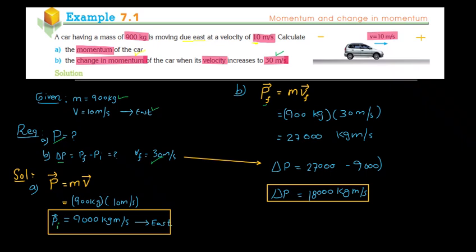So now we need to find the change in momentum. Here I explained with the help of the formula. I draw arrows. The change in momentum is the final momentum minus the initial momentum. Final momentum is 27,000, and initial momentum is 9,000, so we will get 18,000 kilogram meter per second. So this is our change in momentum.